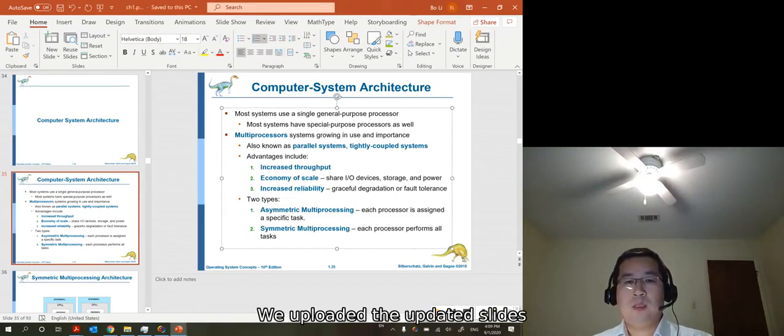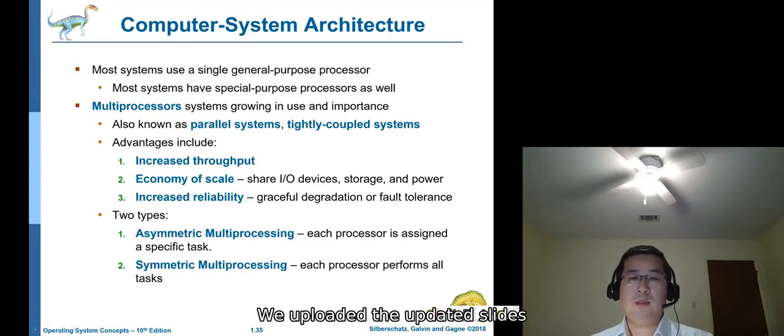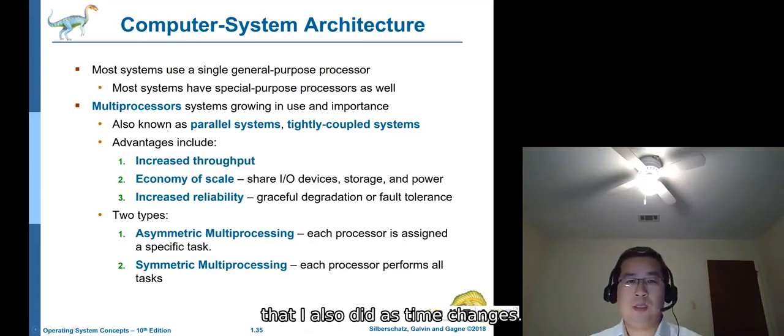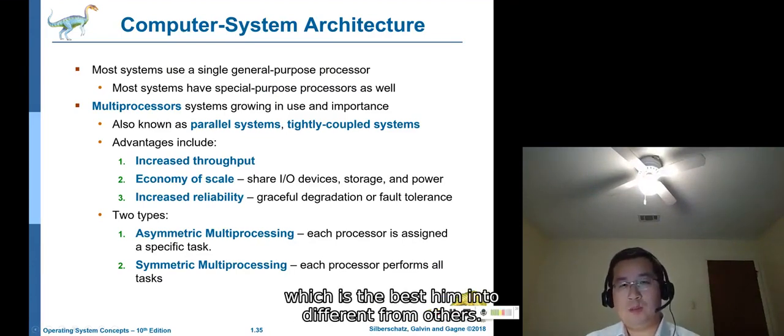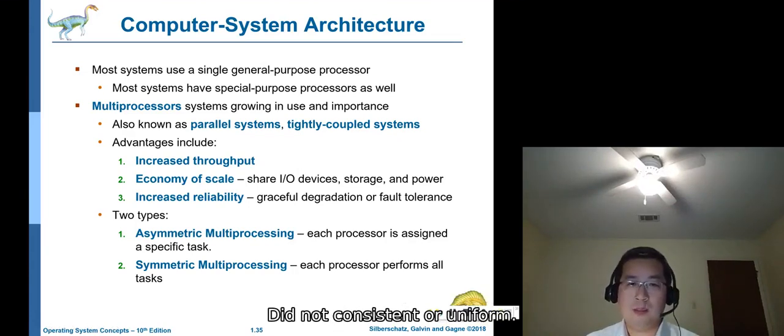I will upload the updated slides, because I also made some changes. Okay, so for this one, each one will do some specific tasks, which means different from others. Okay, so that means it's not consistent or uniform.